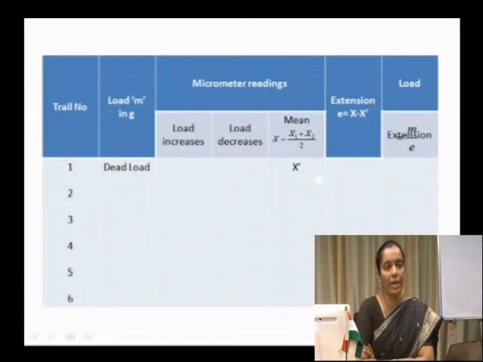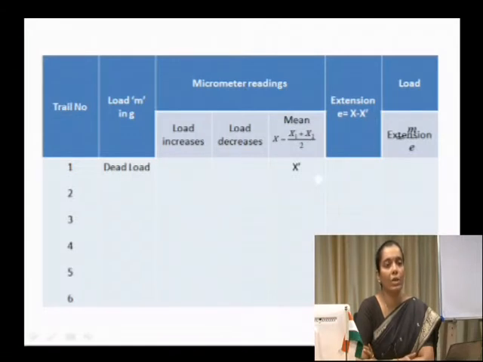Next, the extension for different constant loads. Suppose we want to calculate a load difference of 1500 grams, we will take the 4th trial minus the 1st, x4 minus x1, which will give the extension for a mass of 1500 grams. Suppose we want the extension for 1000 grams, we will do x3 minus x1 and so on. So, depending on what mass we want to calculate the extension for, we will do the difference as x3 minus x1 or x4 minus x1 or x5 minus x1.